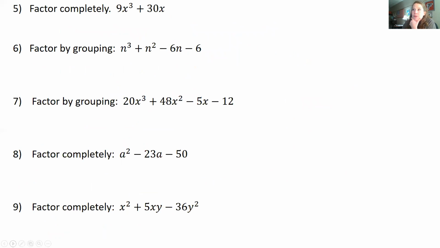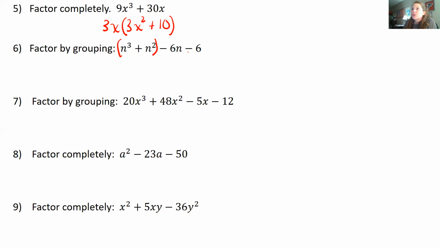All right, let's look at number 5. So number 5, I want to see what's the greatest common factor these both have. Well, I know they're both divisible by 3 and x, right? Well, 9 divided by 3 is 3. X to the third divided by x is x squared. And then 30 divided by 3 is 10. And then x divided by x is 1. There we go.